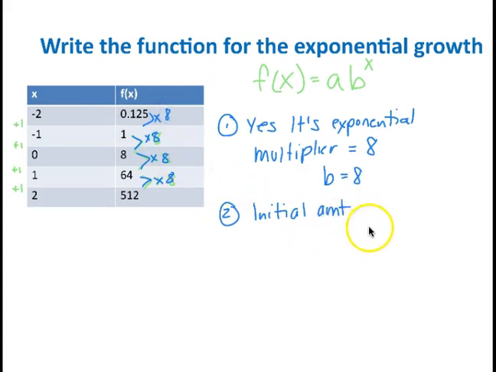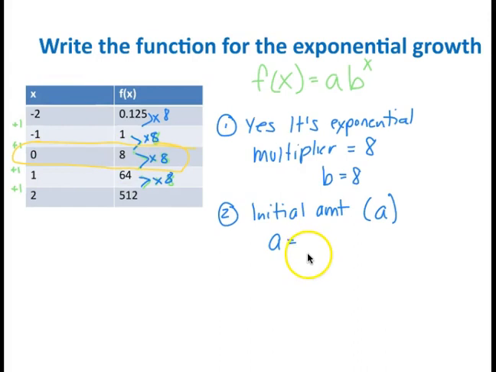So the initial amount, that's going to be our a value. So what is the initial amount? And that occurs when x equals 0. What is the corresponding output? And that value is 8. So when x equals 0, the output is 8. So that's the initial amount. Now we can write our equation.